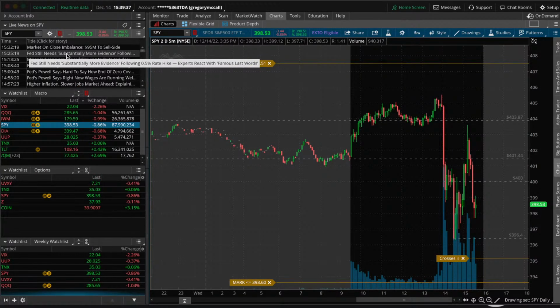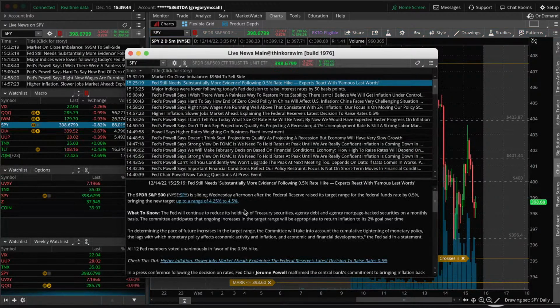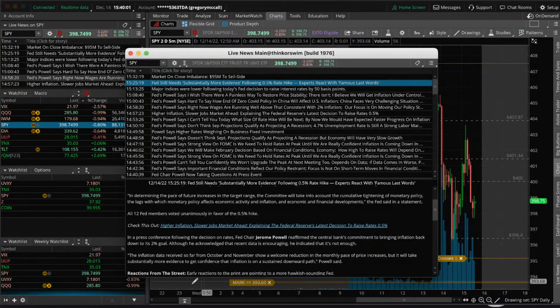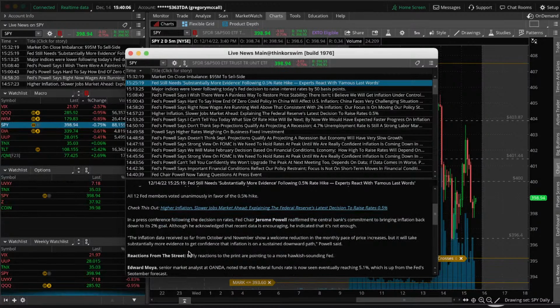Fed still needs substantially more evidence following 50 basis point rate hike. Experts react with famous last words. Oh, God. In determining the pace of future rate hikes, the committee will take into account the cumulative tightening of monetary policy, the lags with which monetary policy affects economic activity and inflation. Okay, I mean, this is not really news.